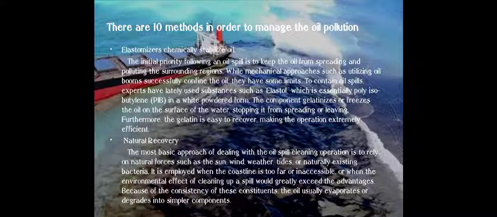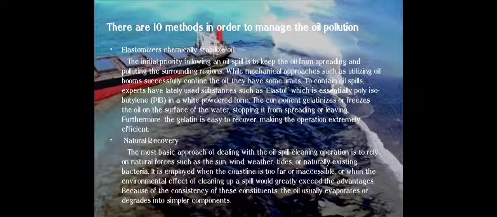To contain oil spills, experts have lately used substances such as Elastol, which is essentially polyisobutene in a white powdered form. The component gelatinizes or freezes the oil on the surface of the water, stopping it from spreading or leaving. Furthermore, the gelatin is easy to recover, making the operation extremely efficient.